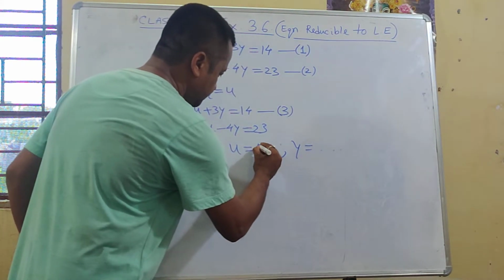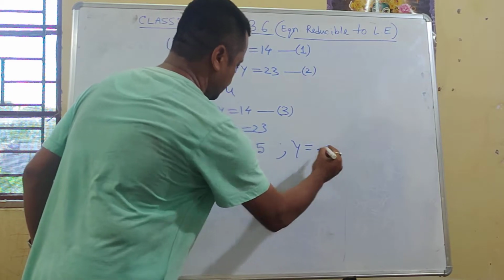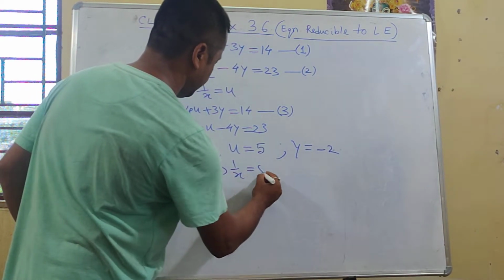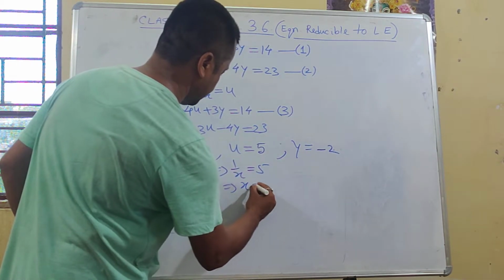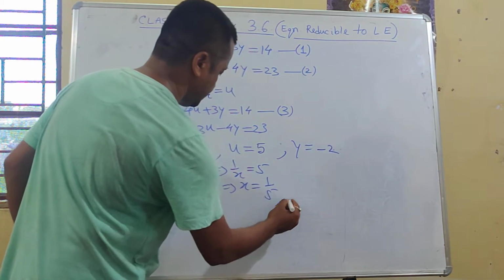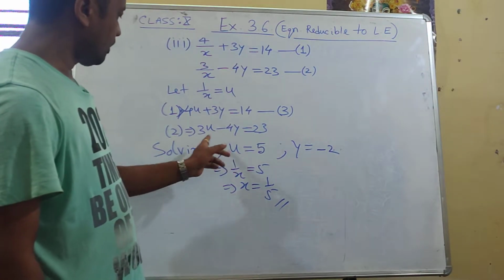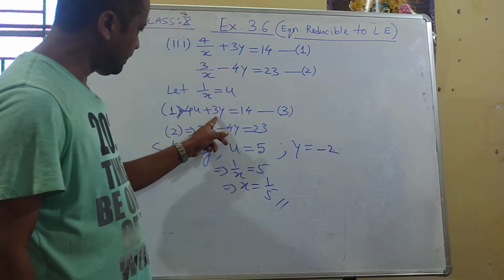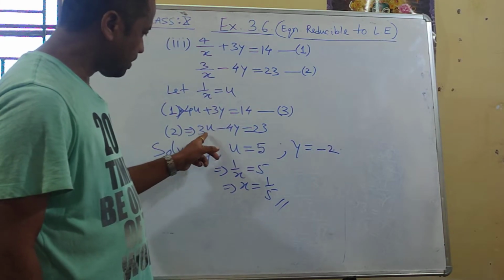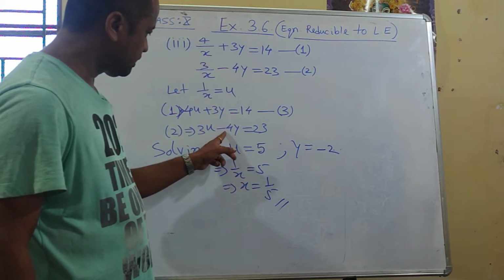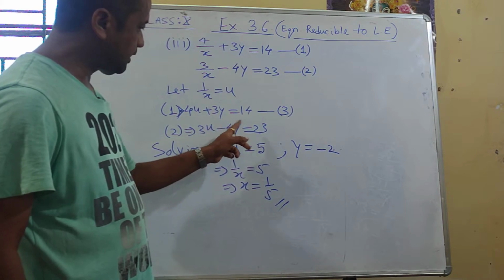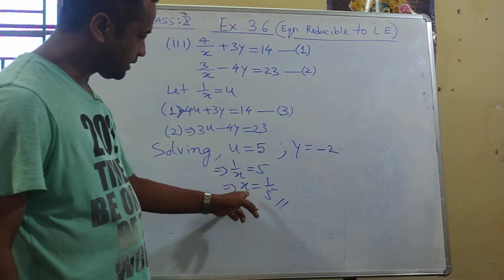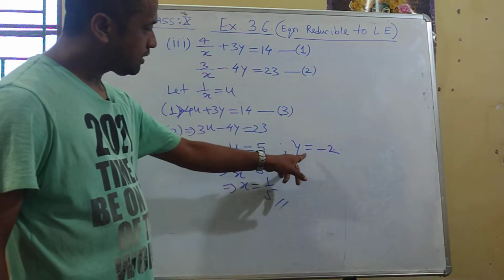So here you will get 5, and here it is minus 2. So u is equal to 1 by x is equal to 5, so x is equal to 1 by 5. It is the answer. You can check: 5 into 4 is 20, minus 6 is 14. And 15 plus 8 is 23. So u is equal to 5, that is 1 by x is equal to 5, that is x is equal to 1 by 5, and y is equal to minus 2.